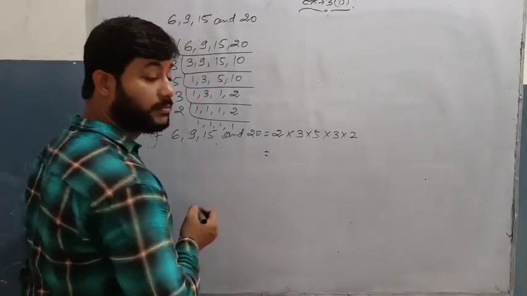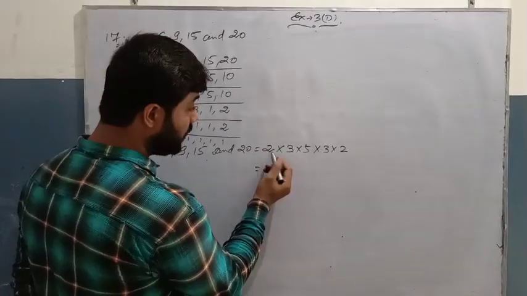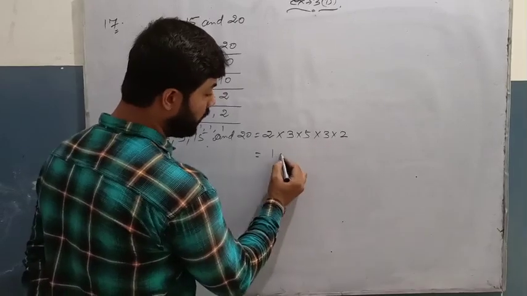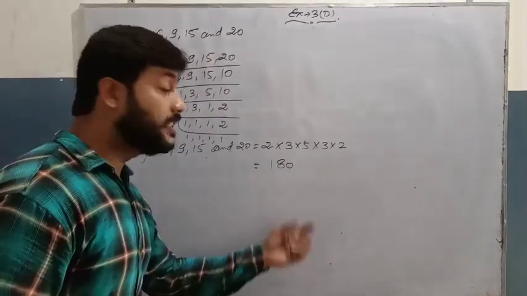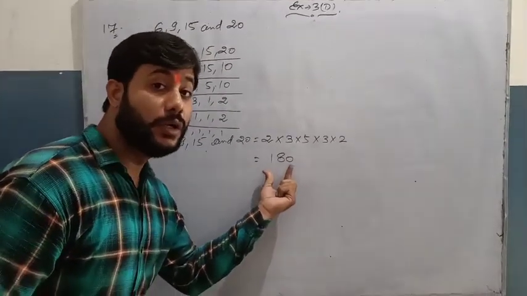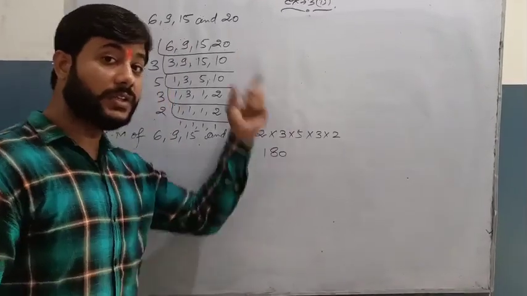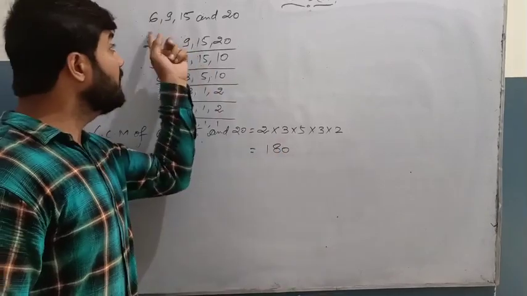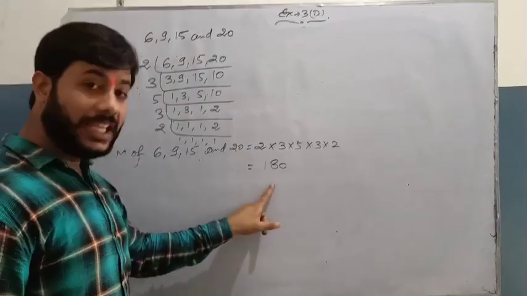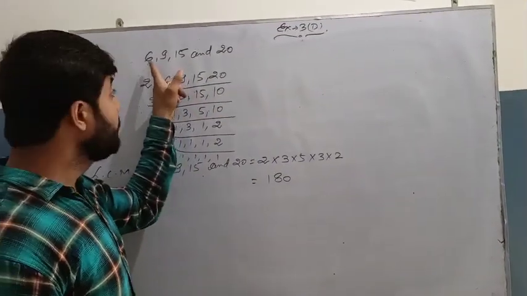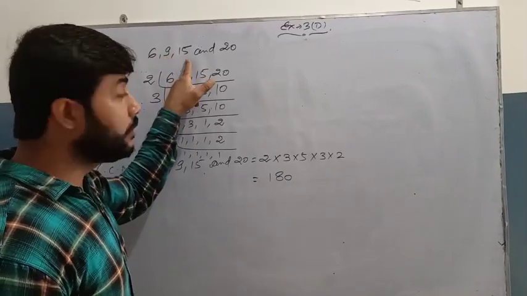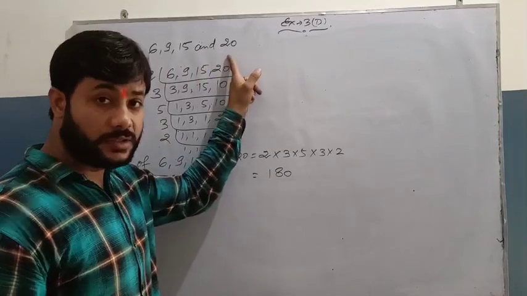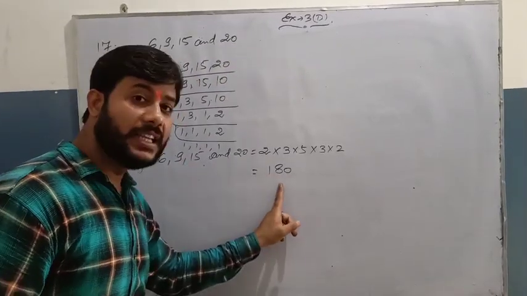What do we get here? 3 6s are 18, 5 3s are 15... 2 3s are 6, 6 5s are 30, 30 3s are 90, 90 2s are 180. This is the number, the lowest common multiple of the given numbers. It means 180 is divisible by all these. 180 is divisible by 6, it is divisible by 9, it is divisible by 15, it is divisible by 20. All these numbers can divide this.